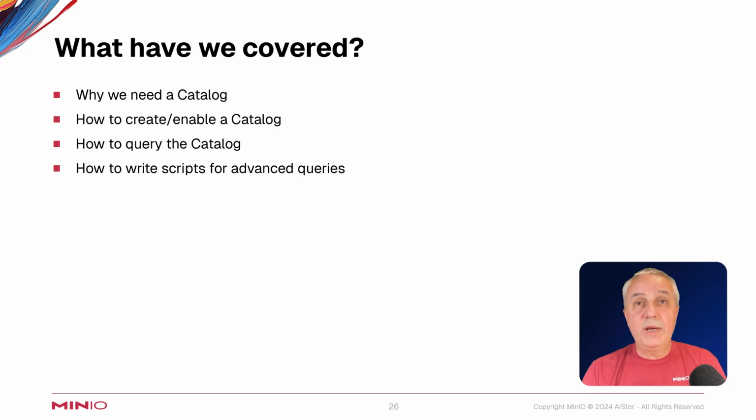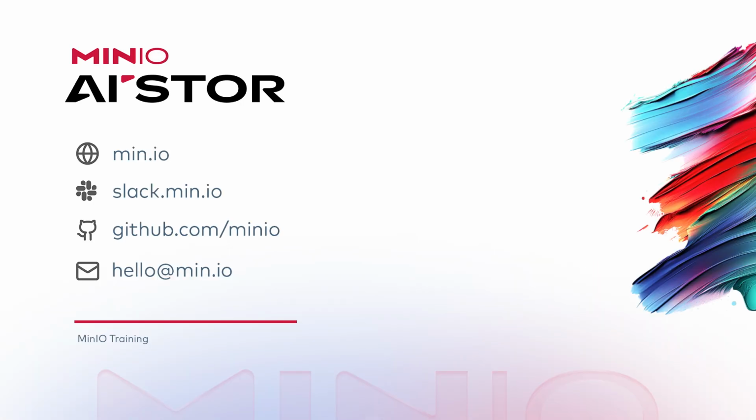In summary, we have just covered what catalog is and why we need it, how to use it for basic filtering and basic queries, how to use it for advanced queries, and how to automate those advanced queries with your favorite languages.